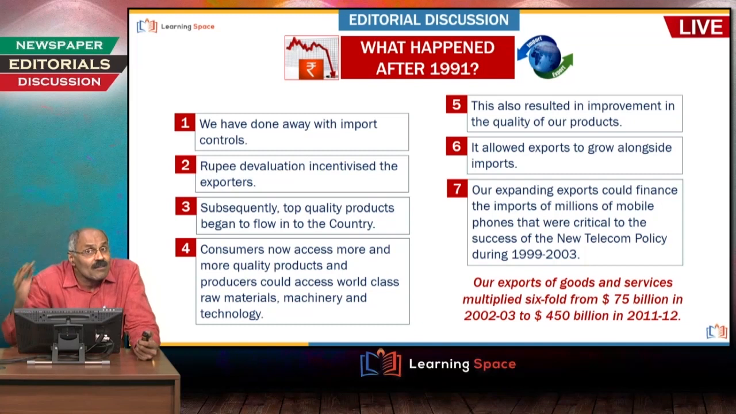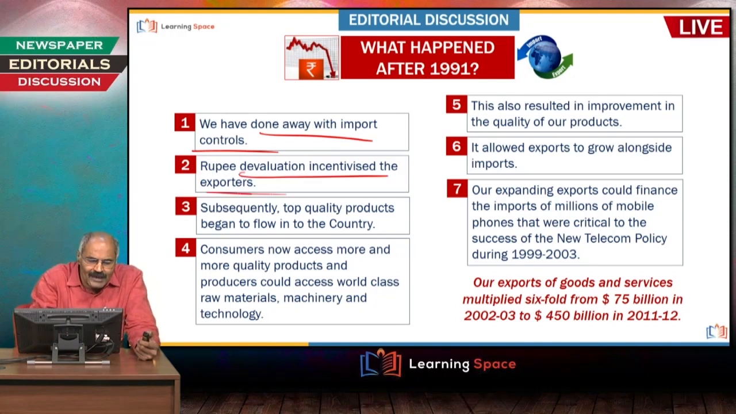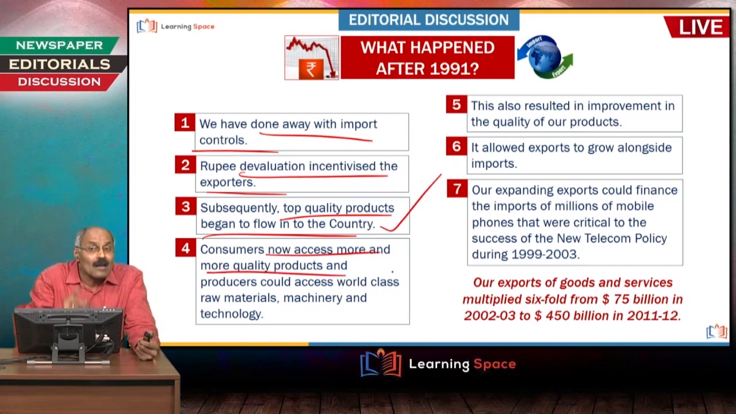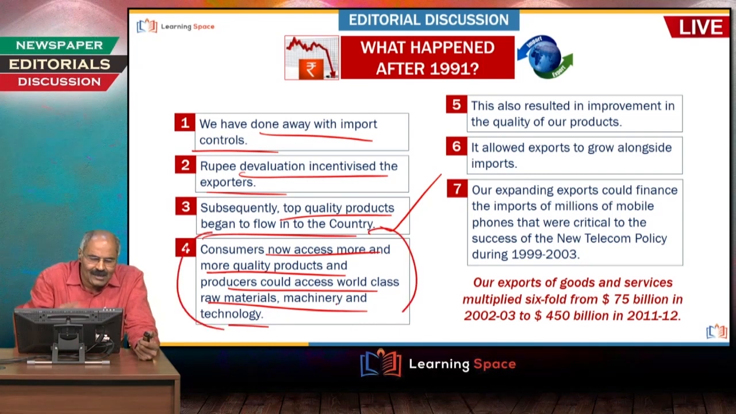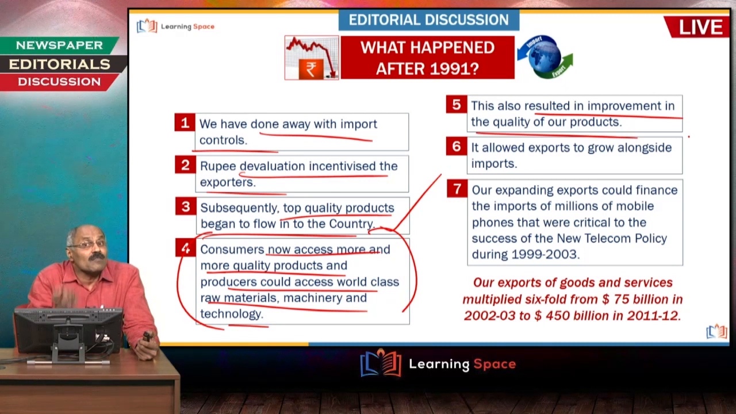So what happened after 1991? After 1991, we did away with import controls as per the new economic policy. In fact, rupee devaluation incentivized the exporters. Subsequently, top quality products began to flow into the country. Consumers now access more and more quality products, and producers could access world class raw materials, machinery and technology. This also resulted in improvement in the quality of our products.